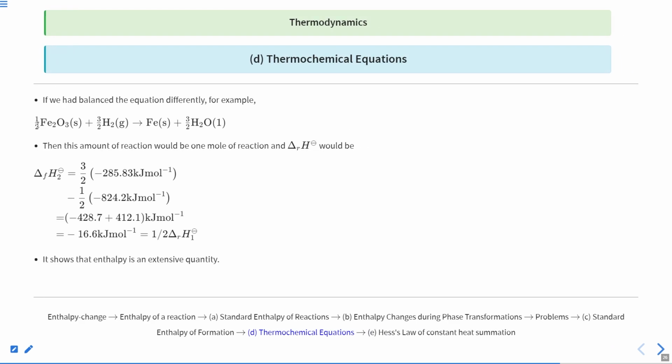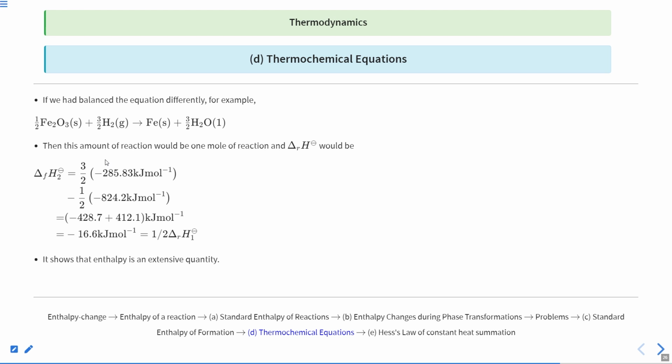So what we have done here is we have changed the coefficient. We have divided by 2. So what will you get? Whatever value you get for delta RH will be half of the initial value. It is mentioned here. It shows that the enthalpy is an extensive quantity. So this is the reason we have done it. We have calculated it for half of the reaction, meaning we are multiplying by 1 by 2.